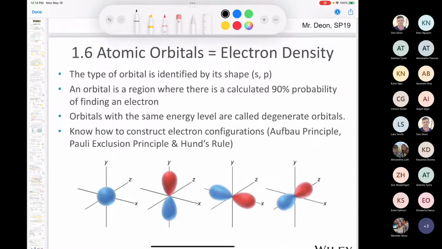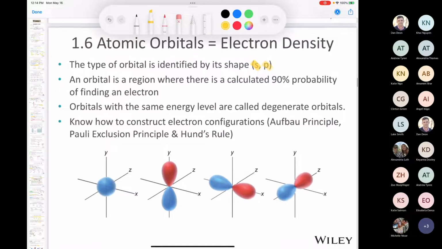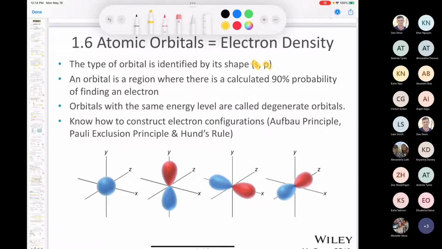Again, you've got to be able to identify s and p orbitals by their shapes. The orbital, again, is a region where there is a calculated 90% probability of finding an electron. If you have orbitals with the same energy level, they're called degenerate orbitals. That doesn't mean that they've committed a crime or anything like that. But let's say you have a 2px orbital, a 2py orbital, and a 2pz orbital. Those would be considered degenerate orbitals. They have the same energy.